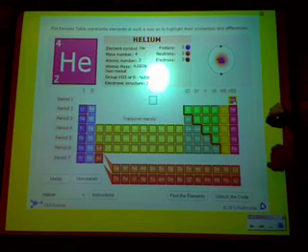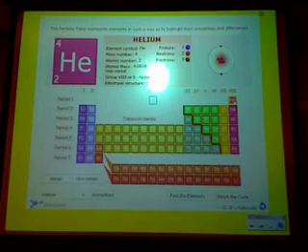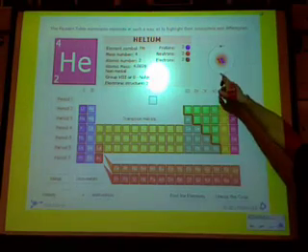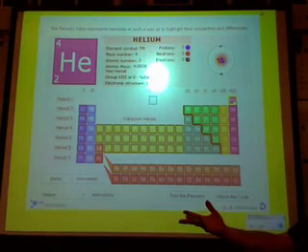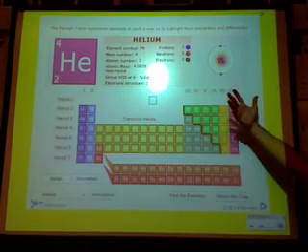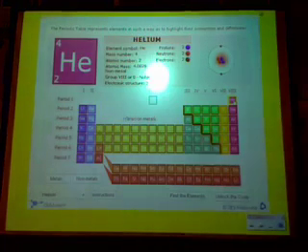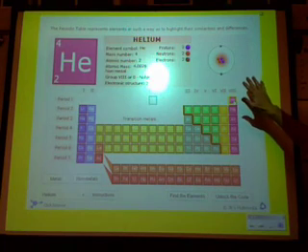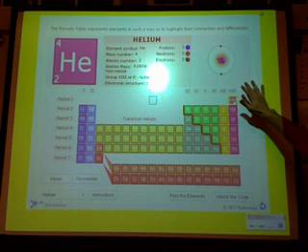But it shows you can fit 2 in that first shell. After that, you could fit 8, and then 18, and 18, and then the numbers change. Well, 2 is the maximum I can fit in that shell anyway. So if it's already got 2, it's happy. The reason this one's a noble gas is because its outer shell is full. It's got the maximum it can carry.